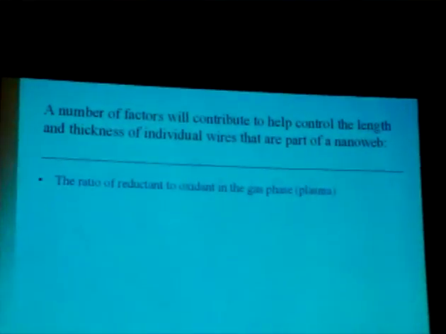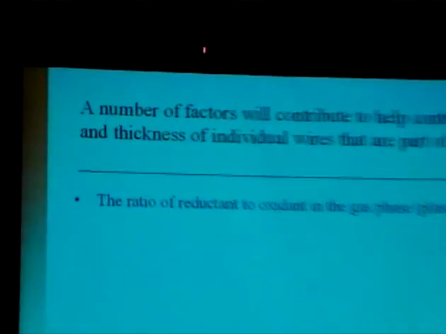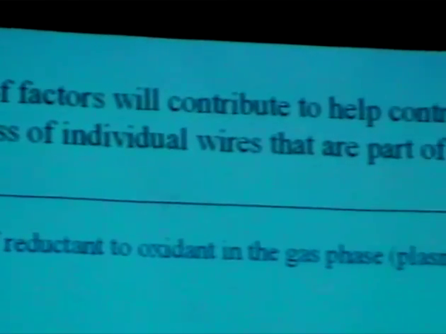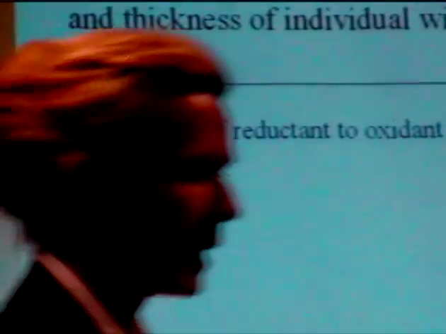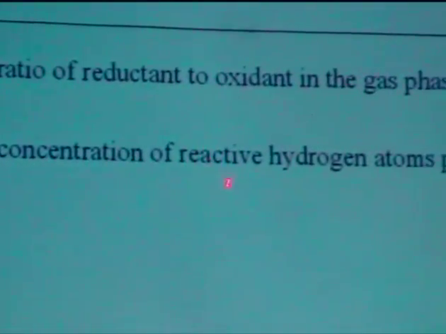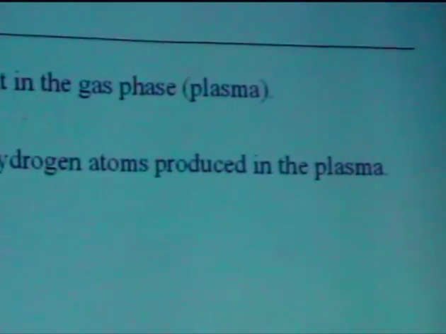If we want to control a surface that is covered by nanowires, that we might be able to, let's say, put between an electrolyte layer and an anode layer of a solid oxide fuel cell. One of the very important factors we feel is the ratio of reductant and oxidant in the gas phase of the plasma, obviously. The next one would be the concentration of the reactive hydrogen atoms produced in the plasma.